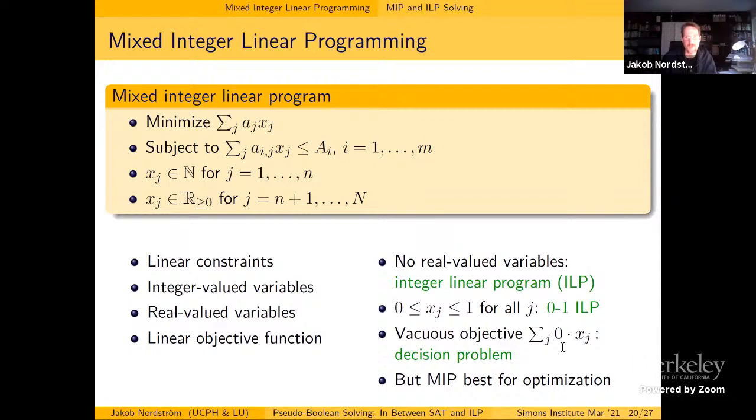But it turns out that MIP solvers are not so good for decision problems. They really use the objective function heavily to guide the search. So it's not so hard to find decision problems where pseudo-Boolean solvers will beat MIP solvers, but finding optimization problems where pseudo-Boolean solvers are better, that is not so easy.